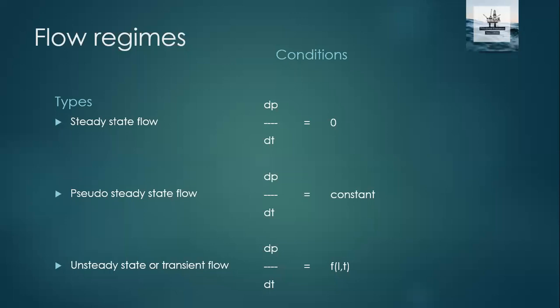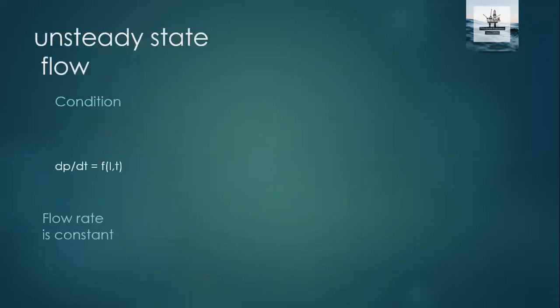Okay, let us go deeply into how this pressure disturbance will happen, so that you are able to witness unsteady state flow. The first condition for unsteady state flow, as I already told you, is that the change in pressure with respect to change in time is a function of i and t, where i represents location and t represents time.